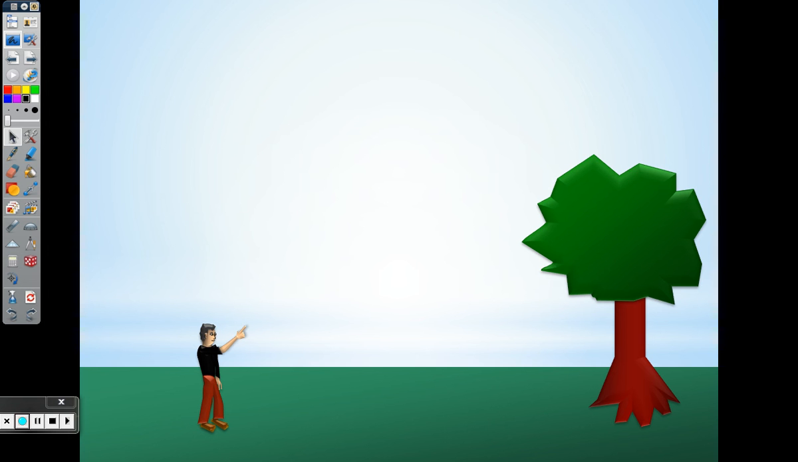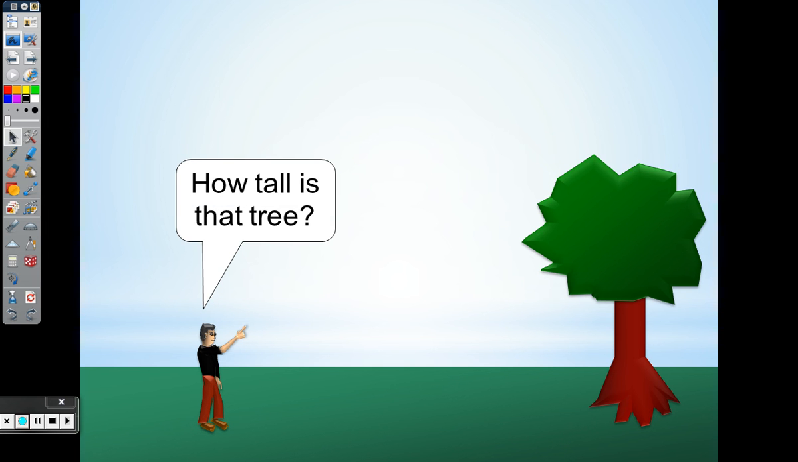So, if we are looking at a tree and wondering how tall that tree is, you need to know two things if we're using tangent. What two things do we need to know? Distance from the object, and the line of sight.